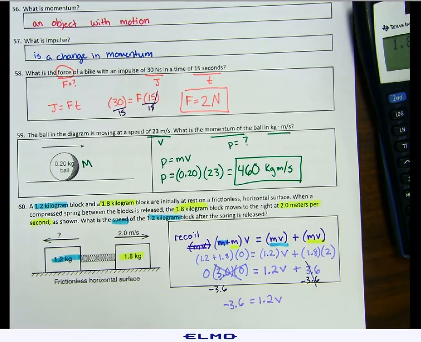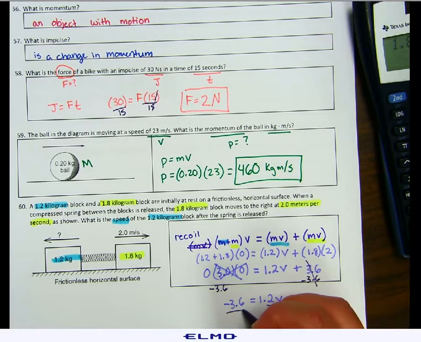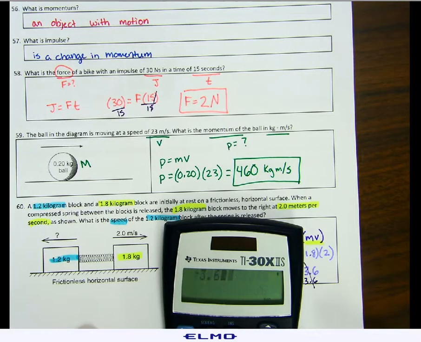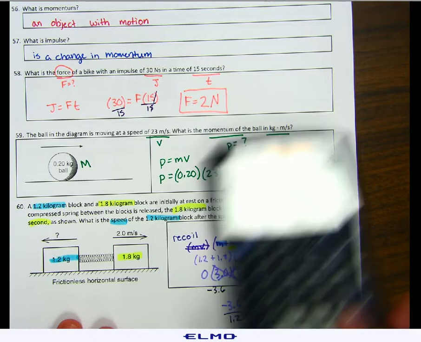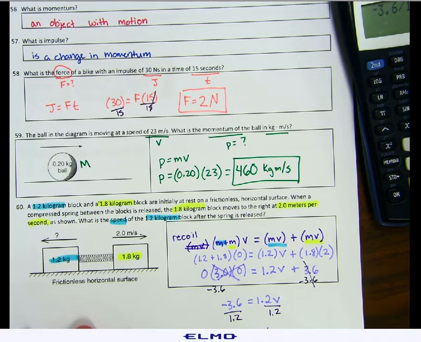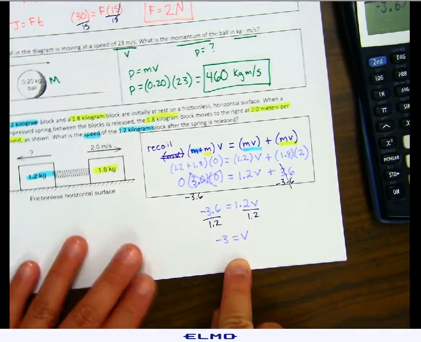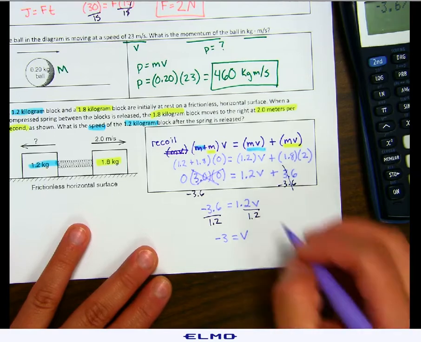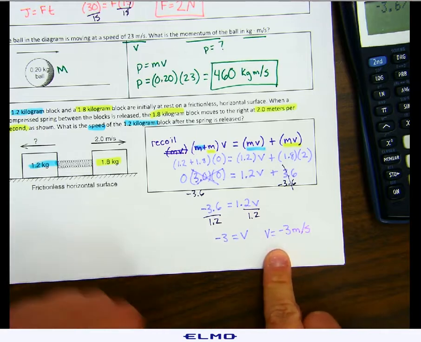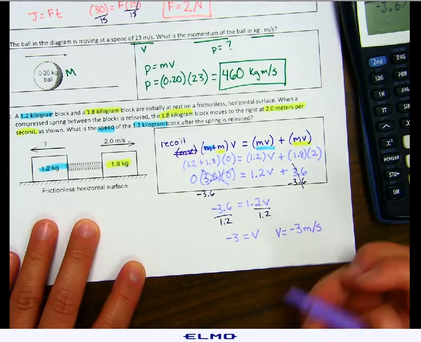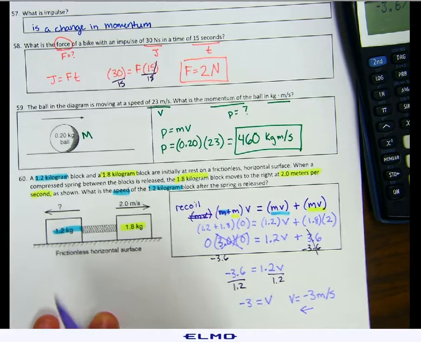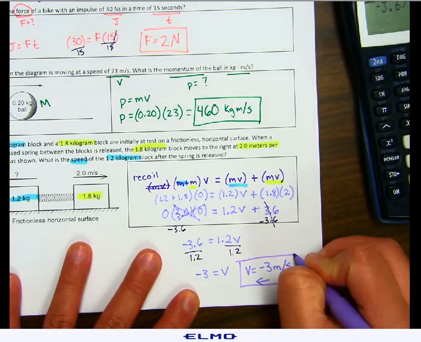Now I just have to divide both sides by 1.2. Negative 3.6 divided by 1.2 gives me negative 3. So that's saying my velocity is a negative value. It's negative 3. Is that possible? Yes. All a negative velocity means is that I'm moving to the left. I'm moving this direction. Which makes sense because in my problem, my arrow is pointing to the left. So yes, this is correct.